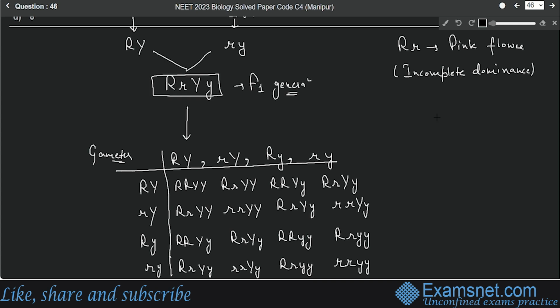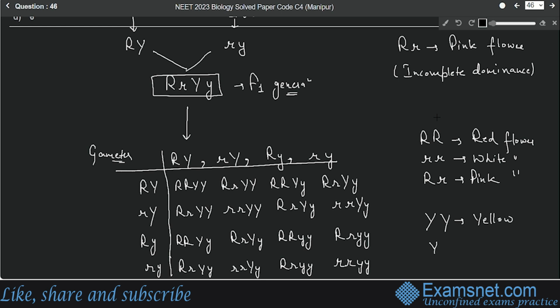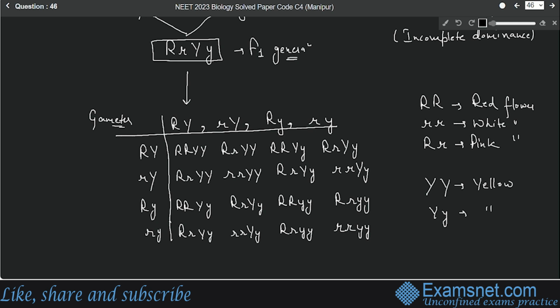Now, wherever there is capital R, capital R, it means red flowers. If it is small r, small r, it means white flowers. And if it is capital R, small r, it means pink flowers. Now in seed color, if we get capital Y, it means yellow color. If we get capital Y, small y, then also it will give yellow color because yellow is not incompletely dominant, it is completely dominant. But if we have small y, small y, it means green seeds.